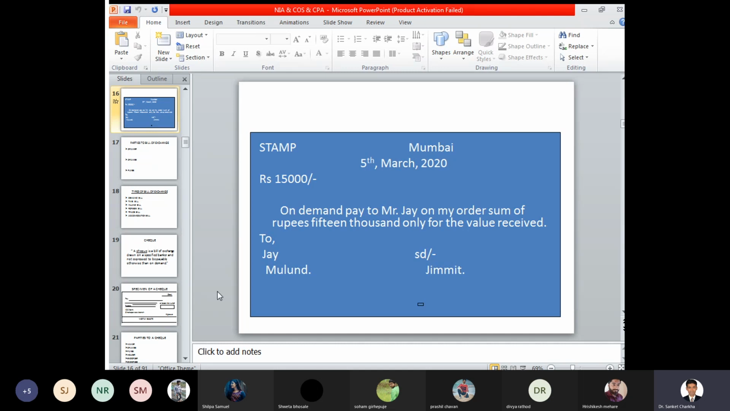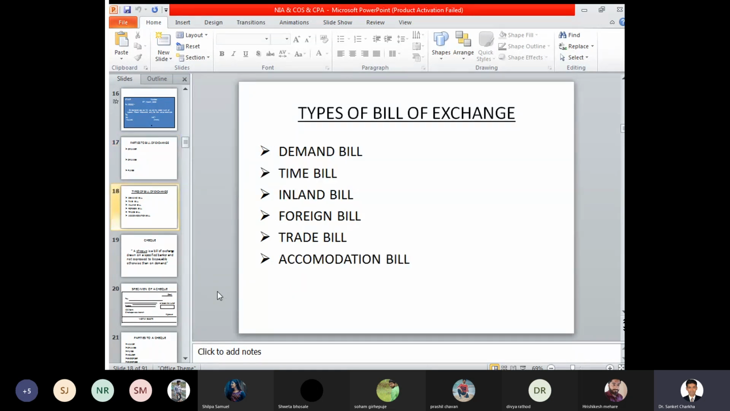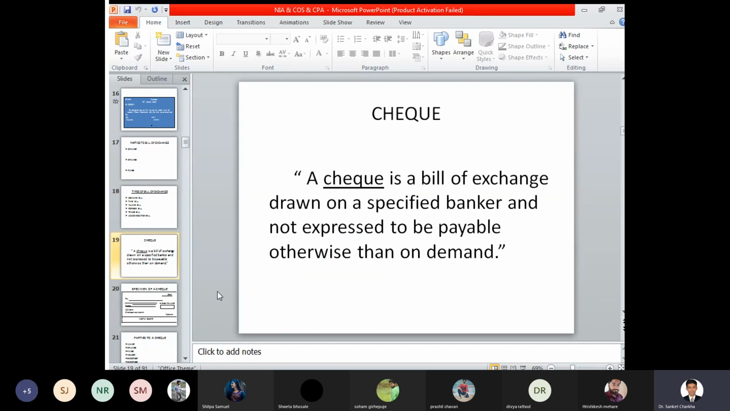Format of the specimen of bill of exchange: parties to the bill of exchange are drawer, drawee, and payee. If the negotiable instrument is not discounted, then a bank will make the payment, and accordingly the three parties come into existence, which are the drawer, the drawee, and the payee. Types of bill of exchange: demand bill, time bill, inland bill, foreign bill, trade bill, and accommodation bill.